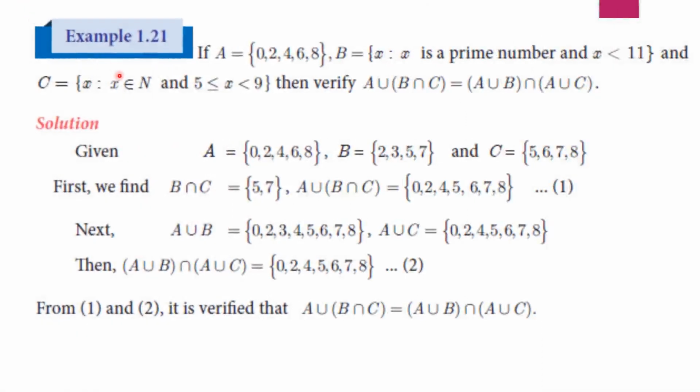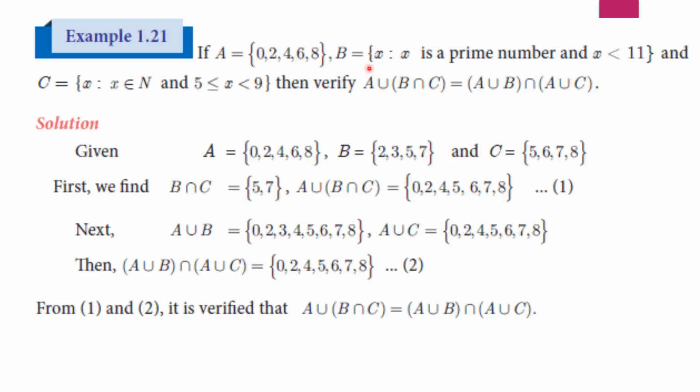Let's see the example sum for this distributive property. Here the given data are A equal to the set of all 0, 2, 4, 6, 8. What about these numbers? Yes, these are even numbers. Then the set B is given in set builder form, so you have to make this the roster form at first.